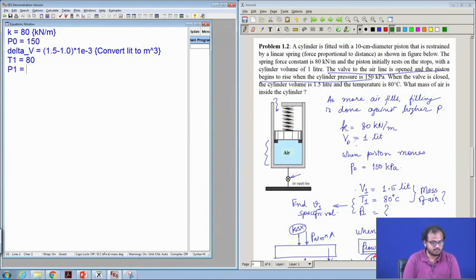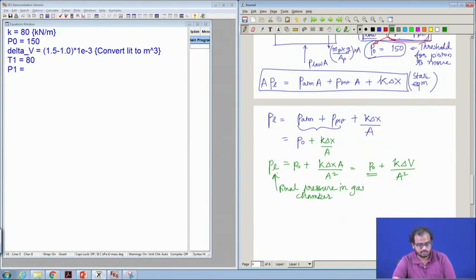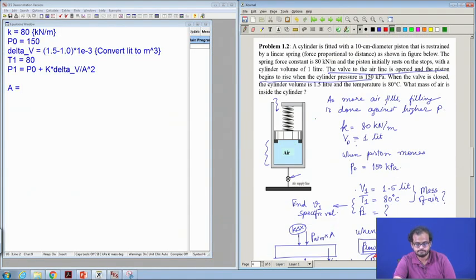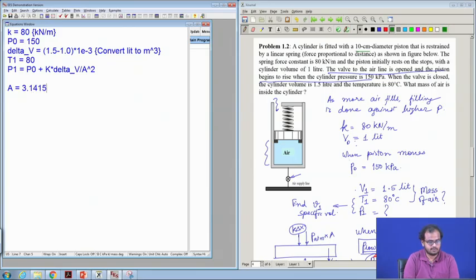And thus we need to know what P1 is. We have already seen through our logic that P1, which is the pressure in the final state, is equal to P naught plus K delta V by A square. So, we need to know what A is. We know that the diameter of the piston is 10 centimeter, and thus the area is equal to 3.1415 multiplied by 0.1 square by 4. This is the area of the piston.